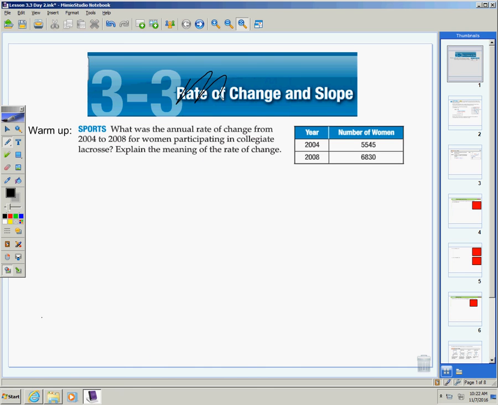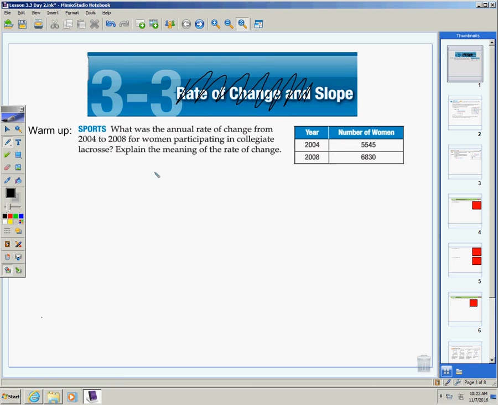This lesson, we're just going to be talking about slope, but for our warm-up, we want to find the annual rate of change from 2004 to 2008 of women participating in collegiate lacrosse, and explain the meaning of the rate of change. Go ahead, pause the video, and then I will explain it.